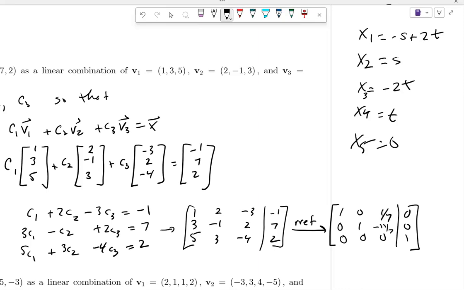Good. It tells you it's inconsistent, right? It's not possible. So what does that tell us about the original problem? Notice it said we express it as a linear combination if possible, right? So what would you tell me? It's not possible. Yeah, it's impossible. Good. So again, this last row, for the system of equations, tells us inconsistent. So X is not a linear combination of your V1, V2, V3.